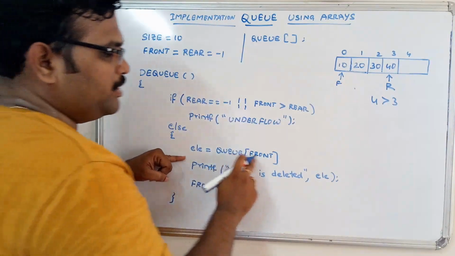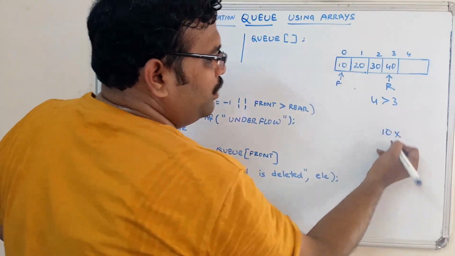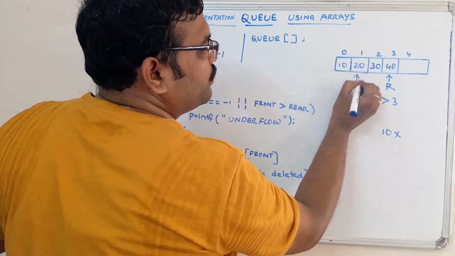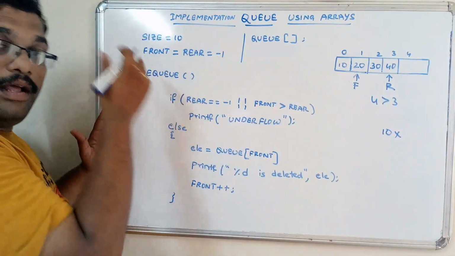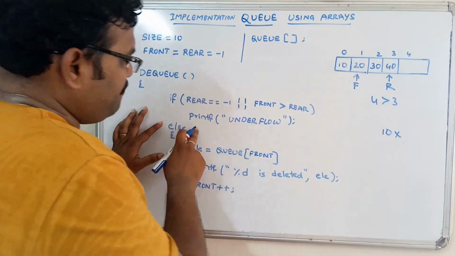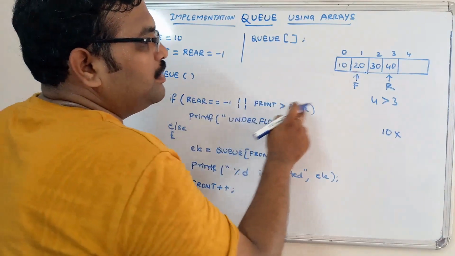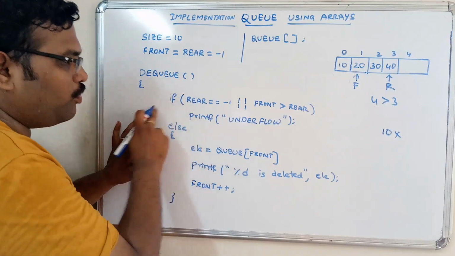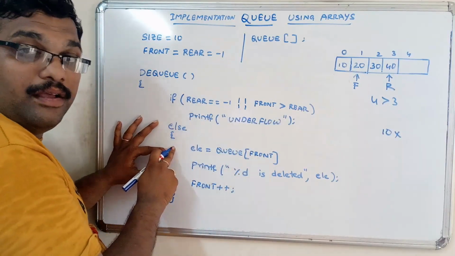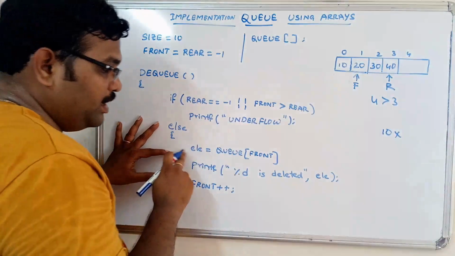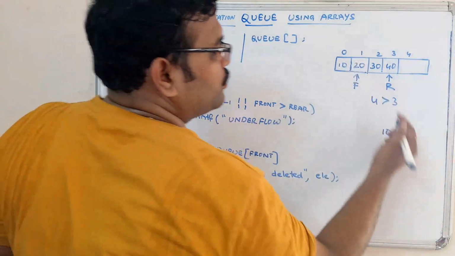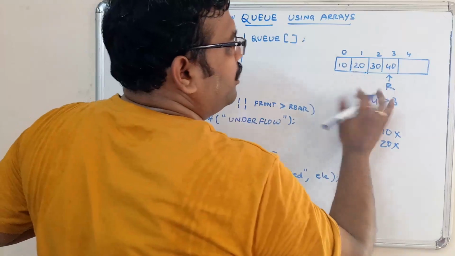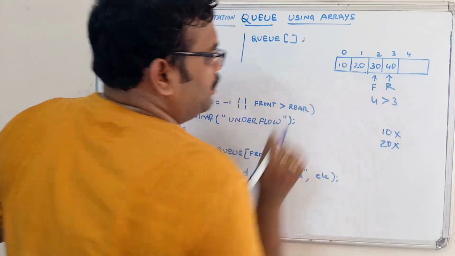Underflow, else element is equal to Q of front. So 10 will be removed and front plus plus. Now front will be pointing towards 20. Again, if you apply this DQ operation, rear is equal to -1, false. So 1 is greater than 4, false. So total false, else part will be executed. So element is equal to Q of front. So 20 will be deleted and front plus plus. So front will be now here itself, right?